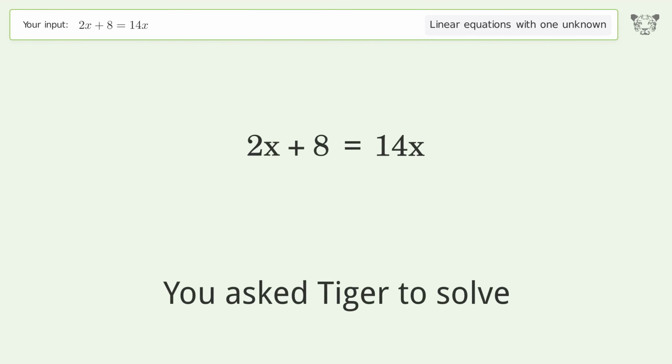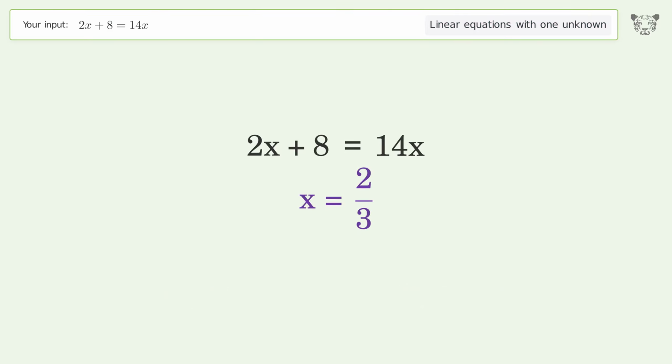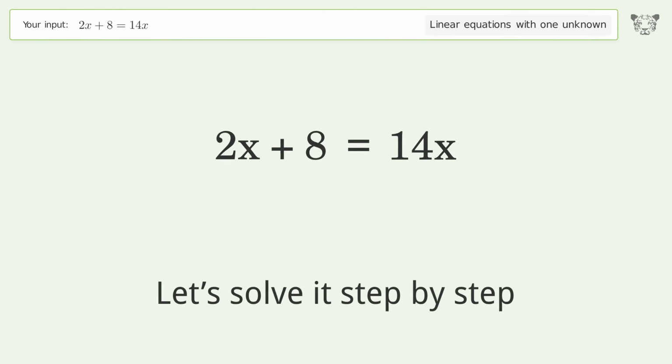You ask Tiger to solve this. This deals with linear equations with one unknown. The final result is x equals 2/3. Let's solve it step by step.